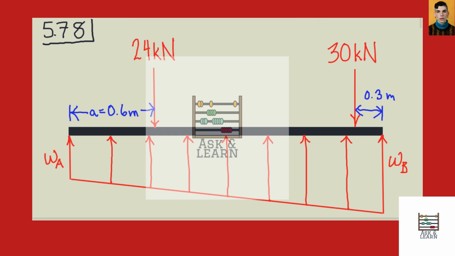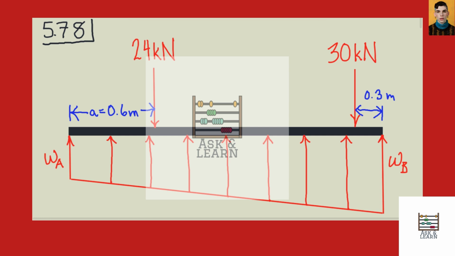In this problem, we have two discrete downward force vectors acting on a beam, under which we have a linearly increasing response density force along the bottom, the opposite side of the beam, pointing in the opposite direction.